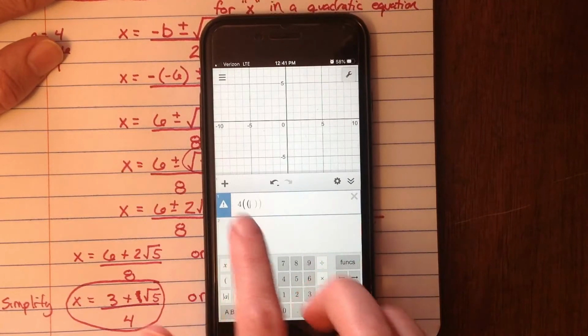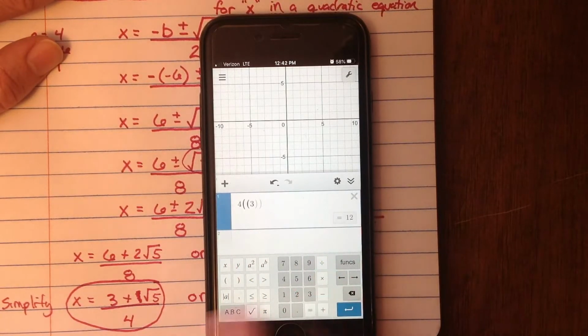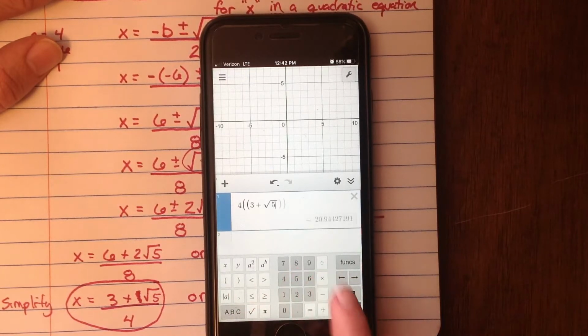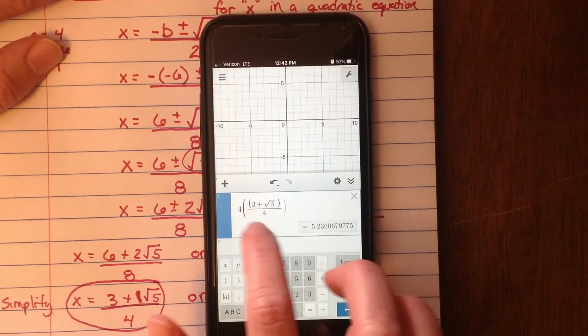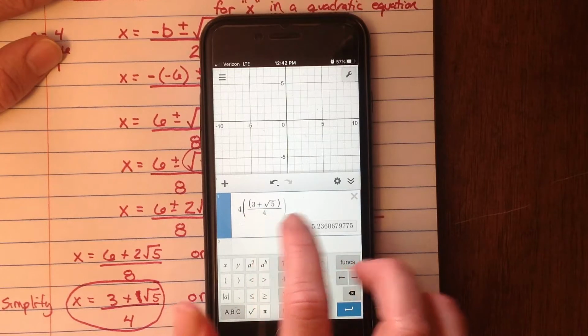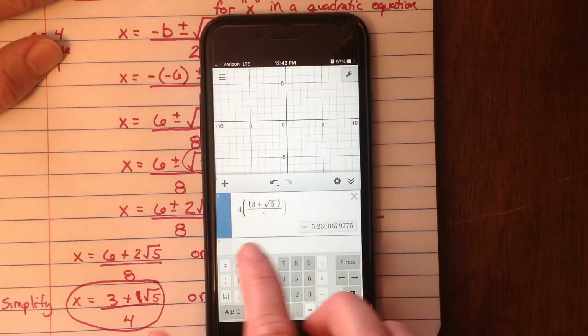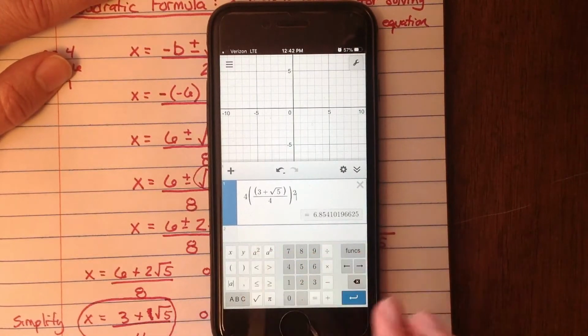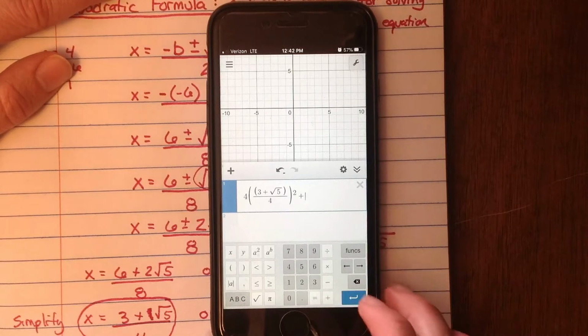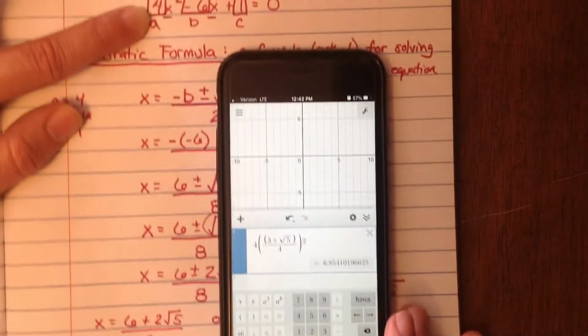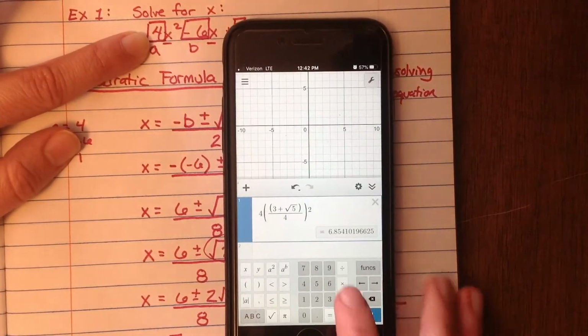So 4 times, in parentheses, and then also in parentheses, 3 plus the square root of 5, that whole thing over 4. So see how I get that with that second set of parentheses on the inside? Because then this whole thing, because it's x squared, this whole thing has to be squared. 4 times my x value squared plus, no, it's not plus. The original problem was minus. Minus 6.